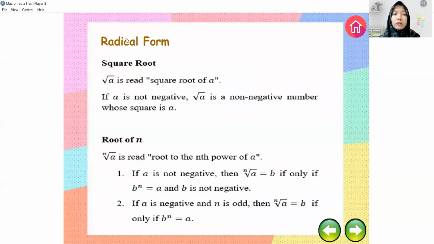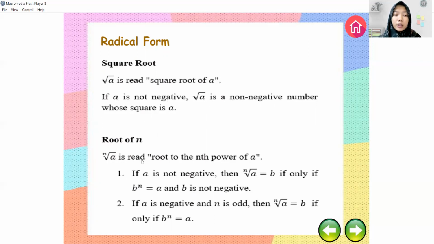Then next about radical form. Square root. This is read square root of a. If a is not negative, the square root of a is a non-negative number whose square is a. And I give the material about the nth root.